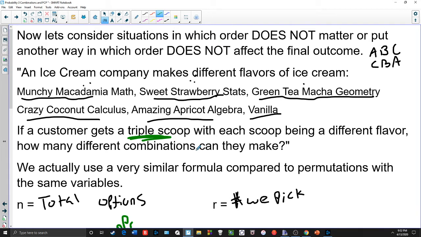Usually combinations are a lot less than the number of permutations for the same number of items. So if I have 5 options and I pick 2 of them, my number of combinations is going to be a lot less than my number of permutations. Because remember, combinations divides out all those repeats, whereas permutations do not.